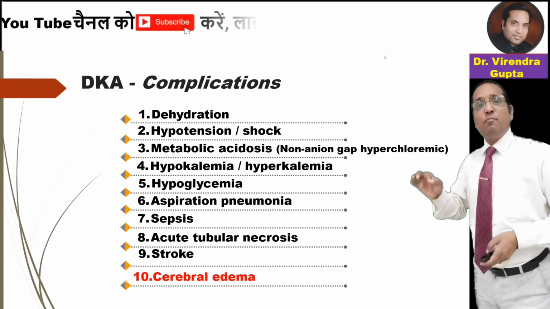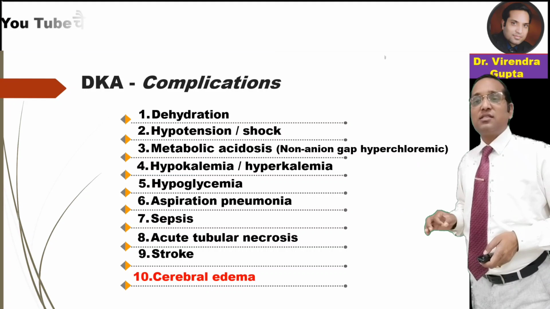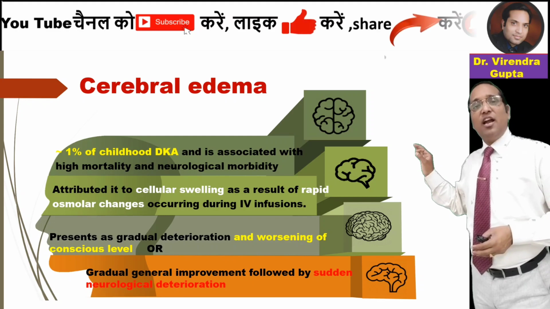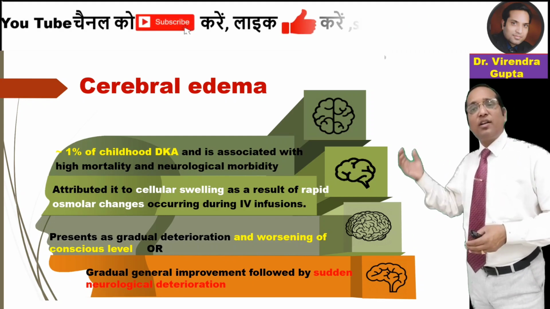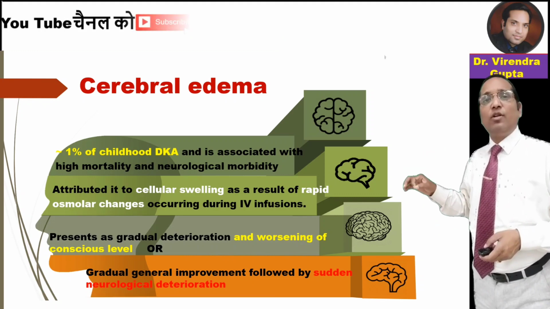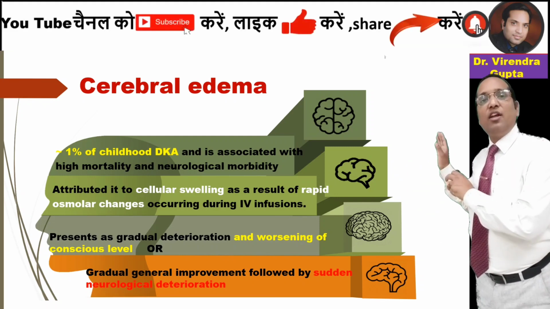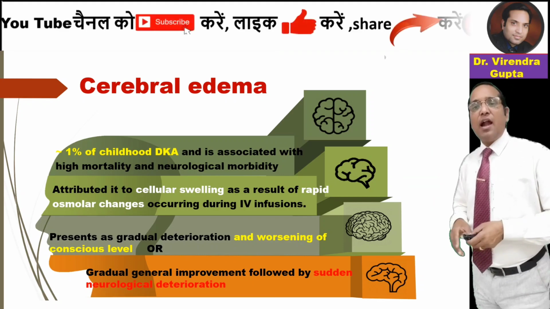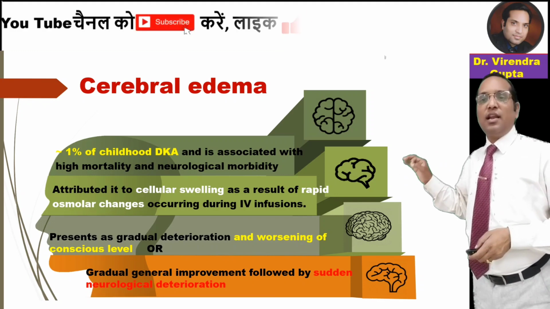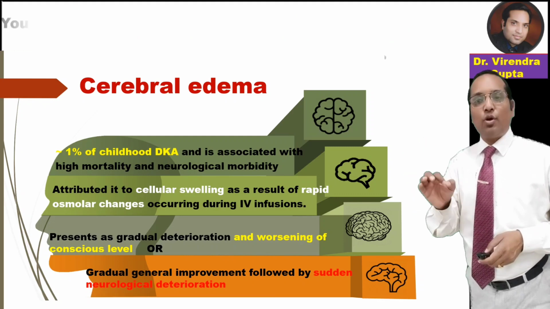And guys, a very important lethal complication or cause of mortality in DKA is cerebral edema, where around 1% of cases of childhood DKA have high mortality with neurological morbidity, attributed to cellular swelling as a result of rapid osmolar changes occurring during IV infusion or treatment with insulin. It presents as gradual deterioration and worsening of the consciousness level, or gradual general improvement followed by sudden neurological deterioration.